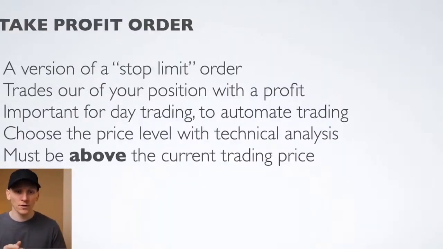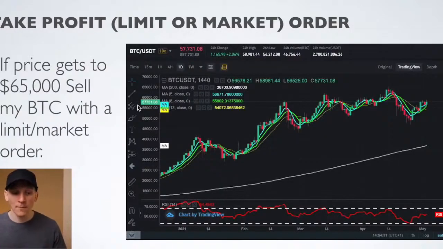Conversely, a take profit order is a stop limit order, but that makes you money. So we can trade a position in profit. And this is really important for day trading to automate our trading. Again, when we're putting in orders later on in the video, we're going to be using a stop loss and a take profit. They're both the same order. They're a stop market order. We just call them different things when we're talking about losses and when we're talking about gains.